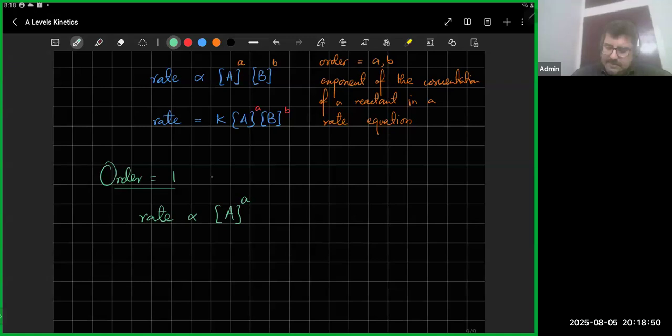So basically I'm saying that a is equal to 1. That means my rate is dependent on the concentration of A and the power is 1. In simple words, if the power is 1, it just means that the rate is directly proportional to the concentration of A. So what does order 1 mean? It means the rate is dependent on the concentration of A and it is directly proportional.